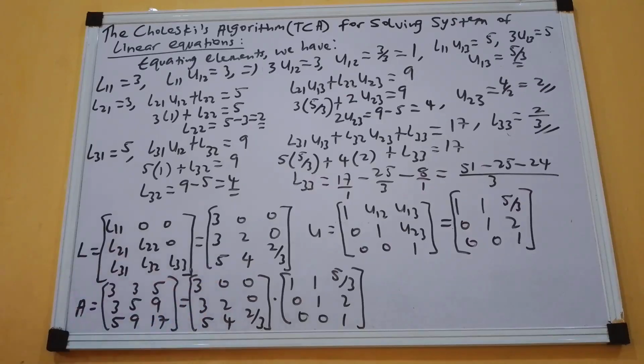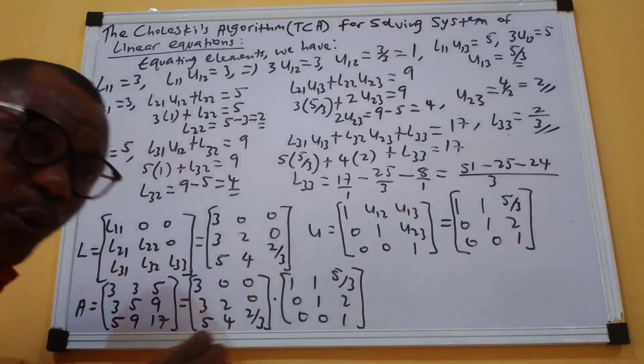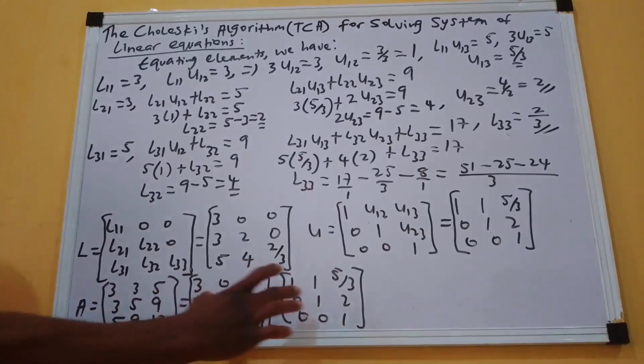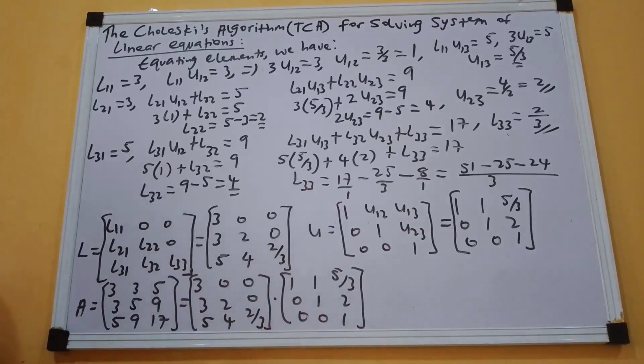This is L, the lower triangular matrix. This is U, the upper diagonal matrix. So if you multiply these two matrices, you can try it in your free time. Multiply this, you will get this. So A has been decomposed or split into two different matrices. That is step 1 of the Choleski's algorithm. Now let us go to step 2.